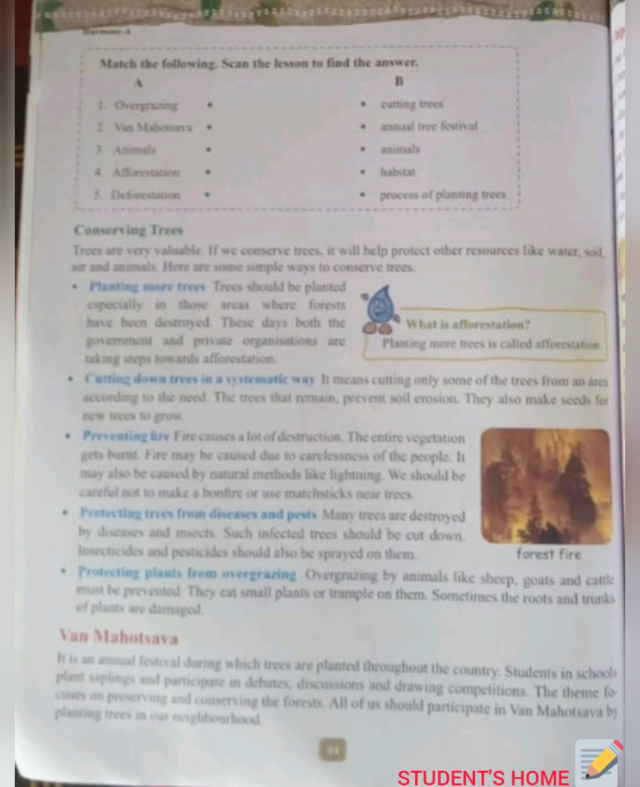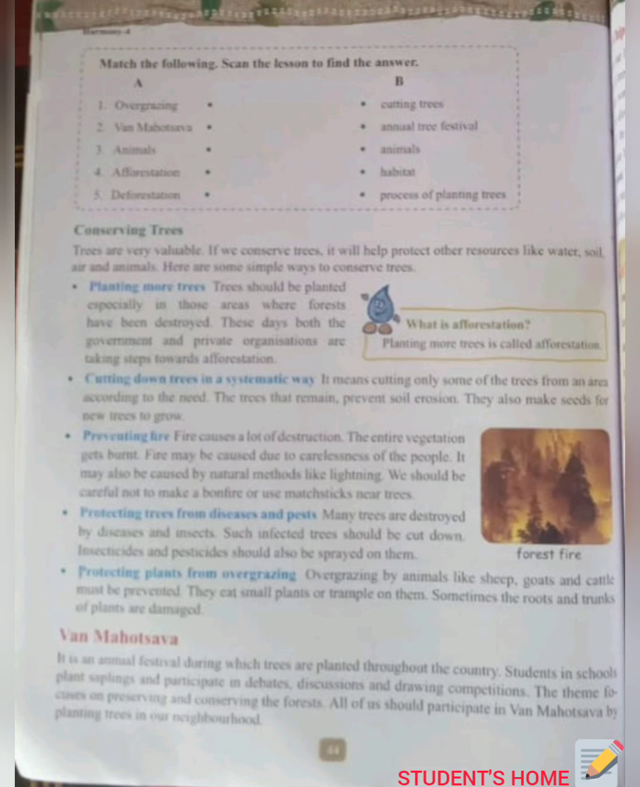So, trees are very valuable. If we conserve trees, it will protect the resources like water, soil, air, and animals. Here are some simple ways to conserve trees. So, the first point is planting more trees. Trees should be planted especially in those areas where forests have been destroyed. These days, both the government and private organizations are taking steps towards afforestation. Afforestation means planting of trees.